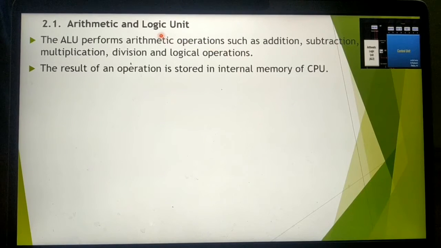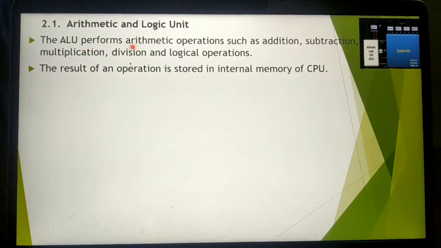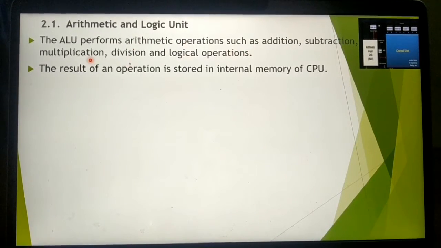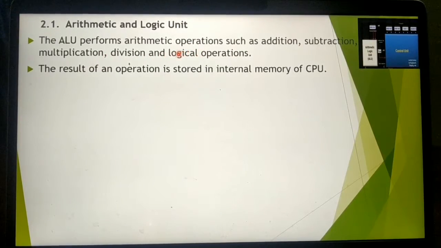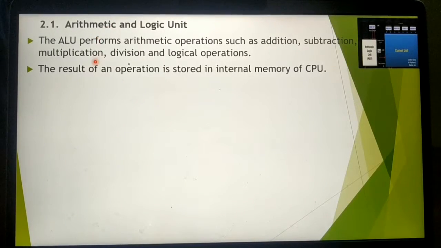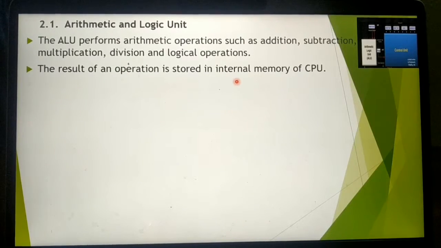So first one is arithmetic logic unit. The arithmetic logic unit performs arithmetic operations such as addition, subtraction, multiplication, division, and logical operations. All these operations will be done by arithmetic logic unit. And finally, the result of an operation is stored in the internal memory of CPU, which is the register.